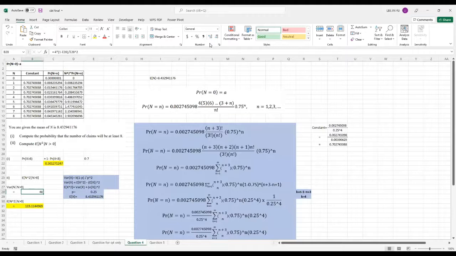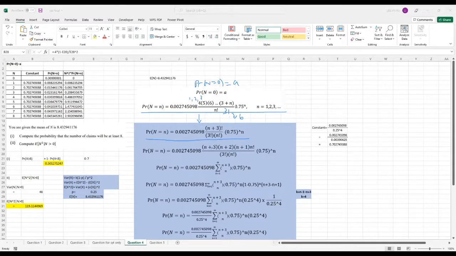For this solution, as the table shows, we need to find a. So how to find a? We know that the probability of N equal to 0 equals a. Expanding this, because it's from 4 to n plus 3, it is 1, 2, 3, so we need to divide by 3 factorial, and 3 factorial is 6. So we come to this line with probability of N equal to n, given constant: n plus 3 factorial divided by 3 factorial divided by n factorial, multiplied by 0.75 to the power of n.